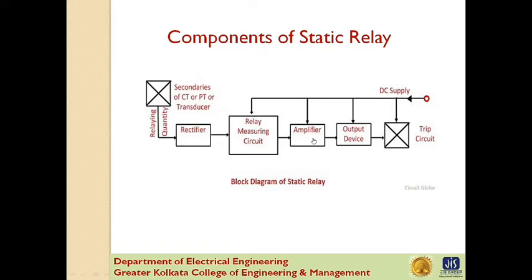The amplifier amplifies the signal and gives the output to the output devices. The output device activates the trip coil only when the relay operates. The output is obtained from the output device only when the measured quantity has the well-defined value. The output device is activated and gives the tripping command to the trip circuit. The static relay only responds to the electrical signal. Other physical quantities like heat, temperature, etc. are first converted into analog or digital electrical signals and then act as an input for the relay.